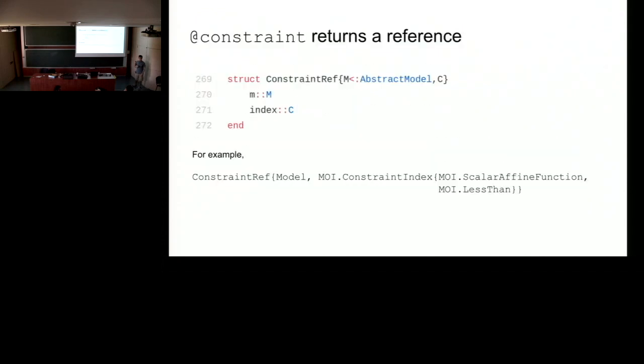Yes? What if you have defined a generic constraint that appears in different formulations? The way we model that has not changed. The constraints are tied to models. They don't float around and belong to different models, just like the variables are tied to models. So the way we deal with that hasn't changed in the new JuMP.